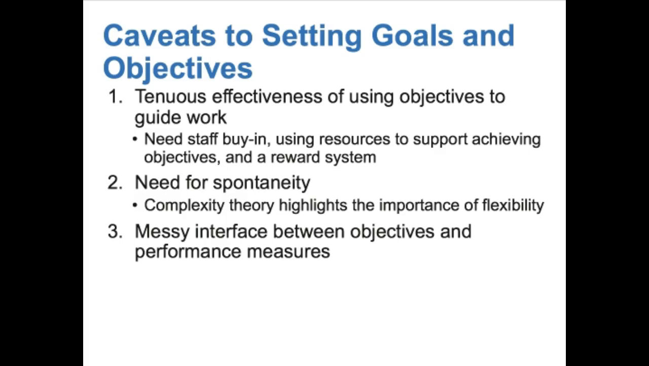Second, the goals and objectives need to be adaptable and flexible because complexity theory suggests that work group settings that are more flexible and spontaneous are more productive. This might not be possible if you're a federally funded program with strict requirements, but in some situations, managers may find that less structure and less reliance on objectives will lead to a better program.